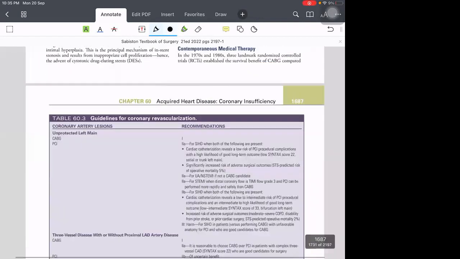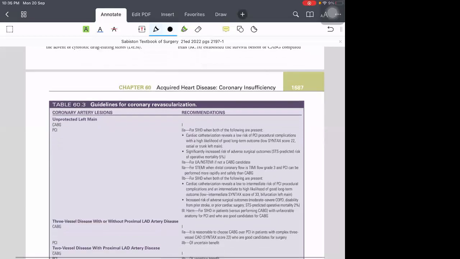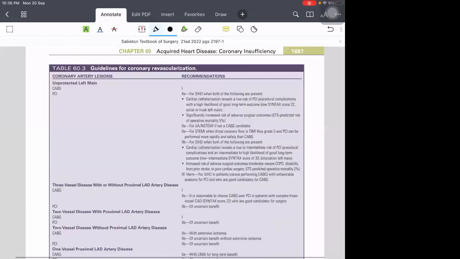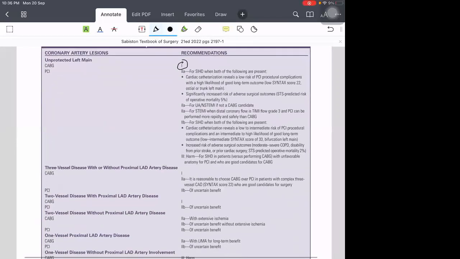Okay, even in acute STEMI, after PCI some patients later go for definitive CABG also. So this guideline is very important for coronary revascularization. You just see only the level 1 recommendations. No need to see all the recommendations, you just have to see the level 1 recommendations.